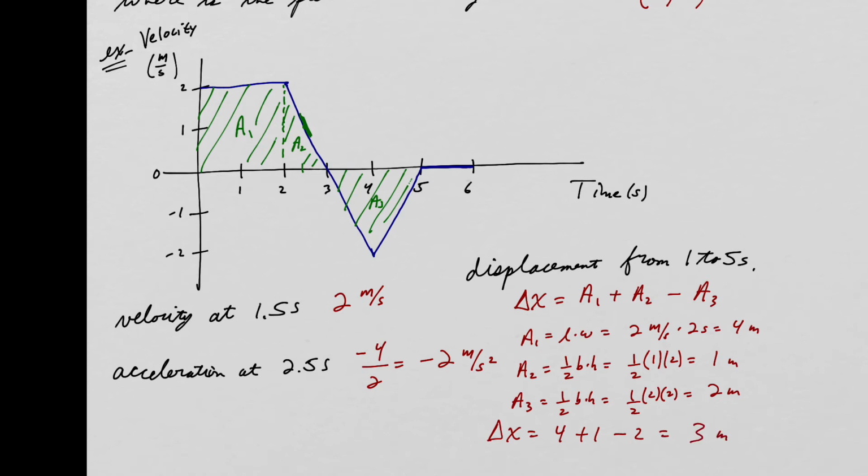So from the starting position to the final position is 3 meters, right? Remember, displacement is final position minus initial position. So it's like x final minus x initial. In this case, it's 3 meters. And it's the area underneath the velocity versus time graph when you're computing it.